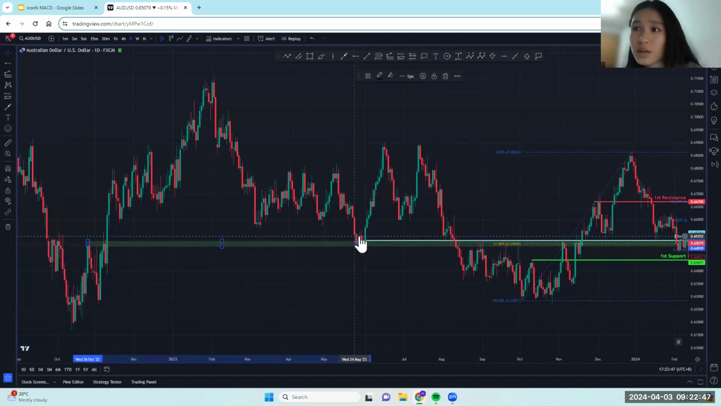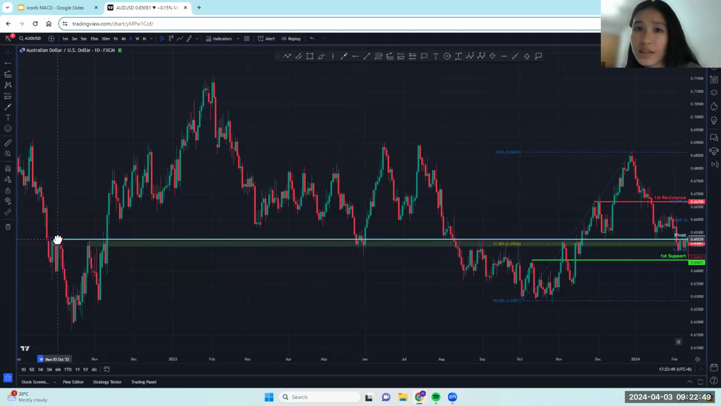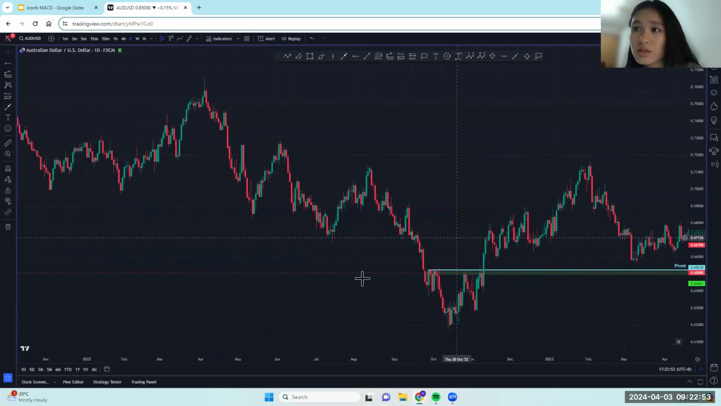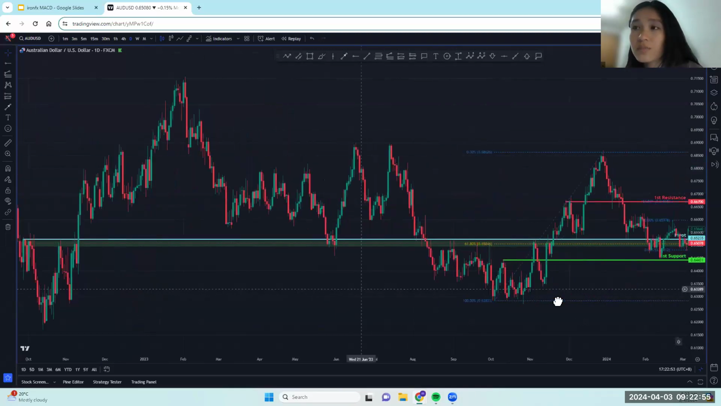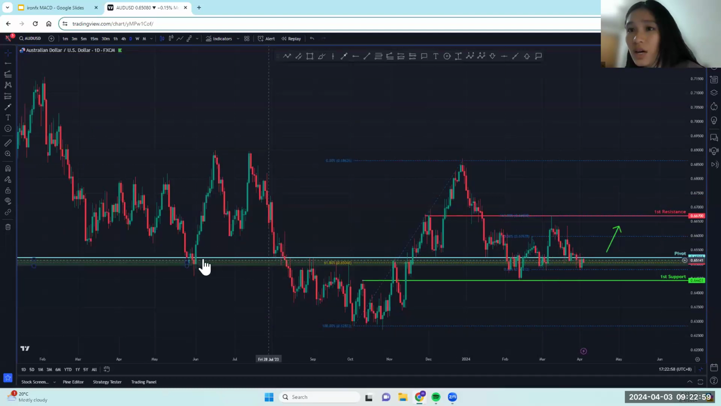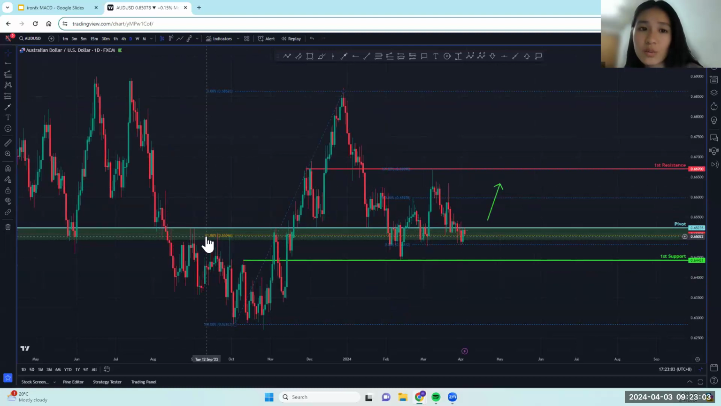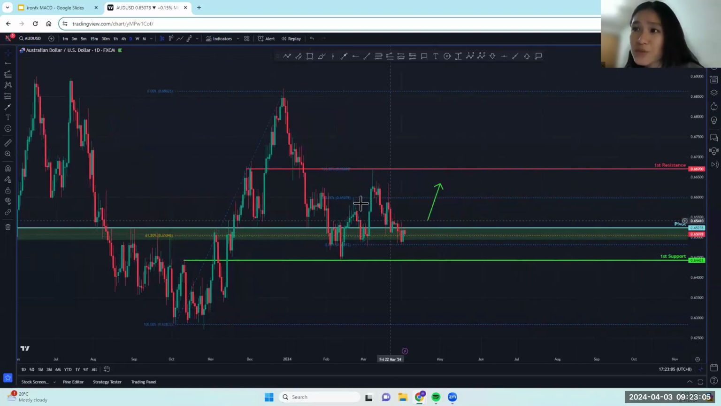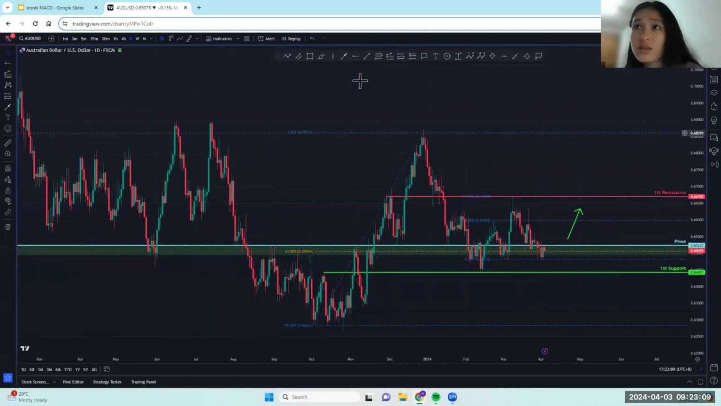Again, you can see I'm trying to pull it back as far as I can without cutting too many bodies of candlesticks. This is a pretty significant level, and I can see that it lines up with the 61.8 as well. So I'm expecting price to bounce off and hit back towards my first resistance.